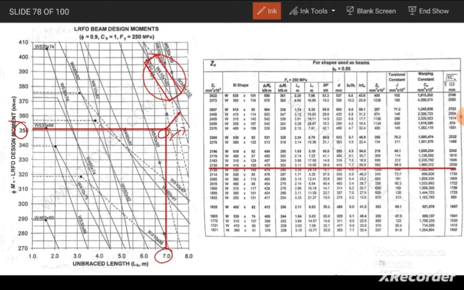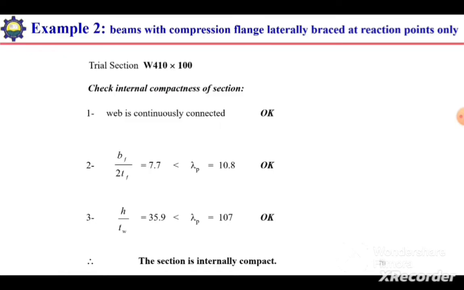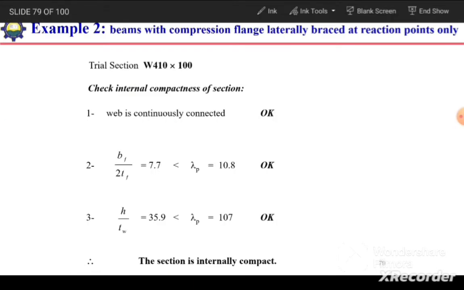So now our selection will be W 410 by 100, because the section corresponding to this dotted line will not be economical. The section corresponding to this solid line will be economical. Okay, so from this beam selection chart, we can see the selected section, which is 410 by 100, and we can select its properties MP, MR, LP, LR, BF, D, and then we can again calculate the LM value. So here our trial section is 410 by 100.